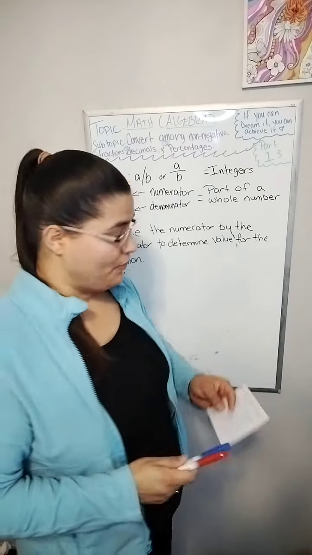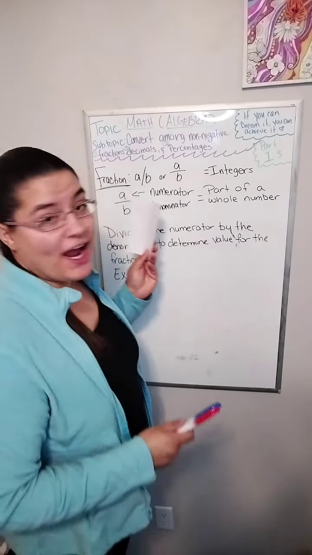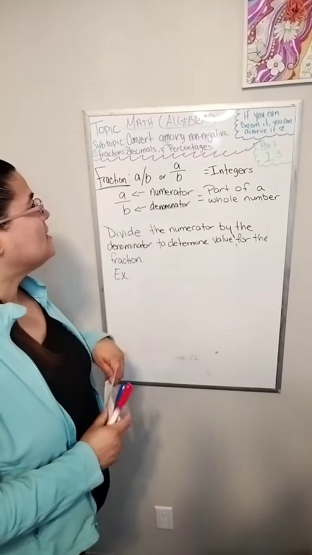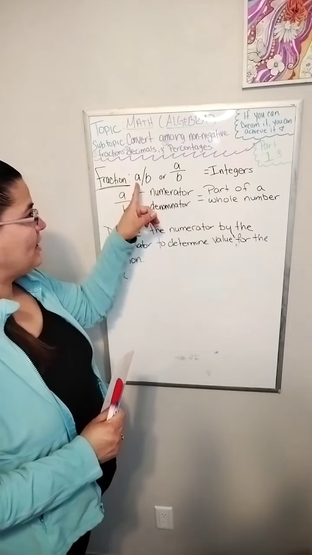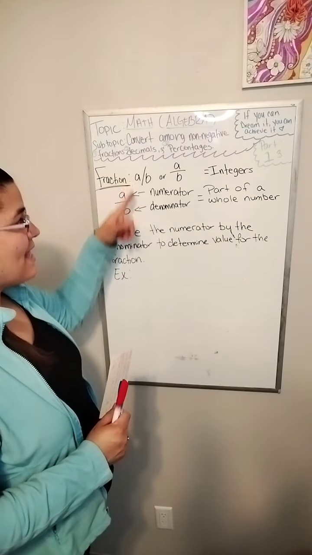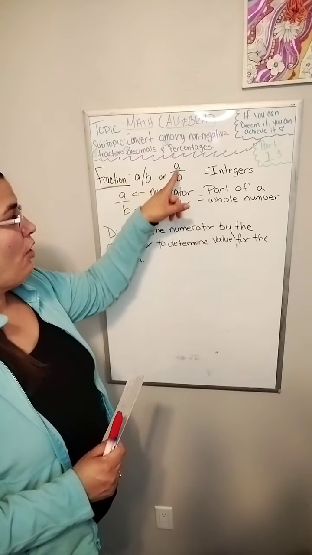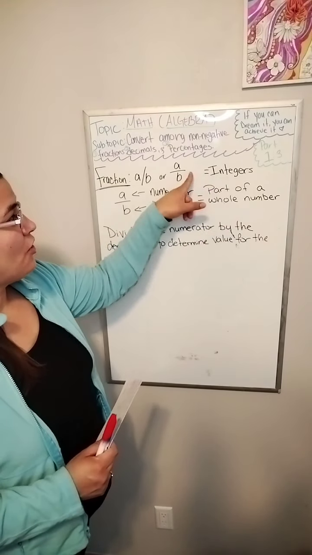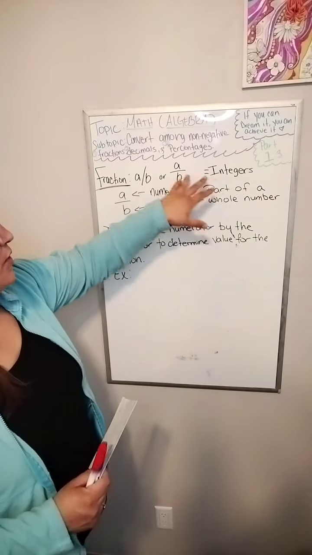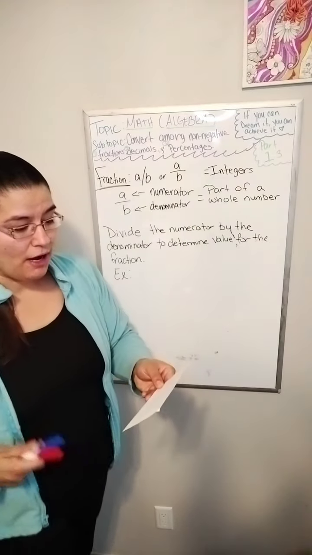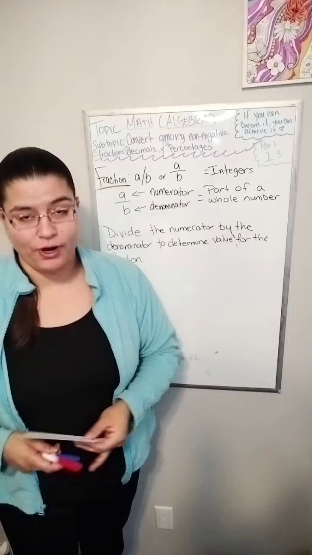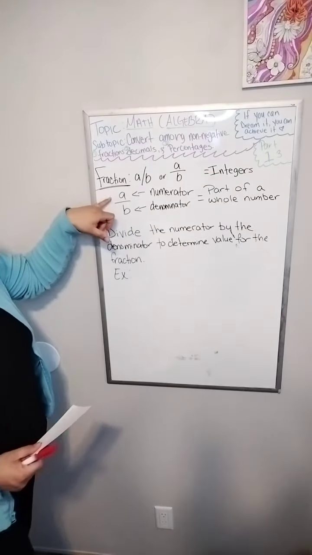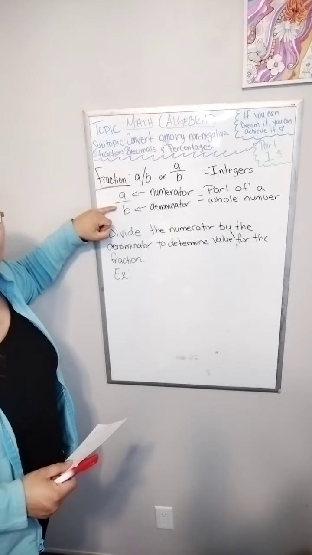Okay, so fractions. A fraction is anything that looks like this. You're either going to see a/b or a on top of b, and these are integers. A fraction is a number expressed as a numerator and a denominator, the numerator being on top, the denominator being on the bottom.